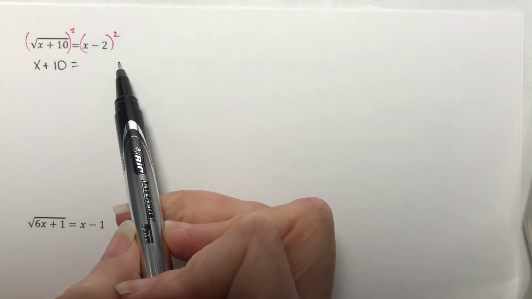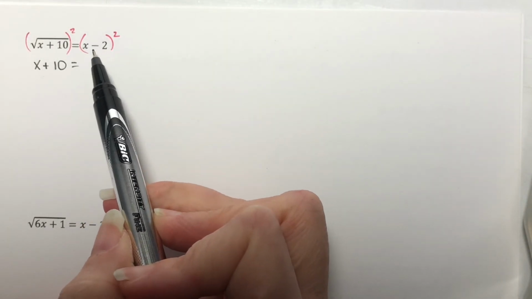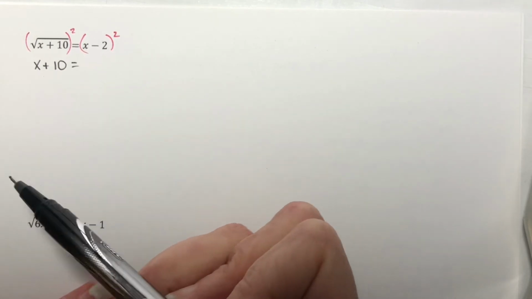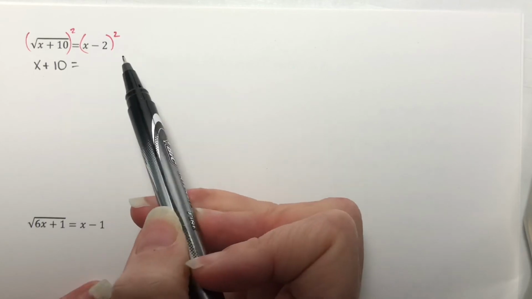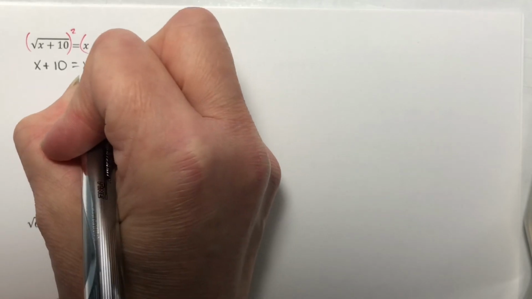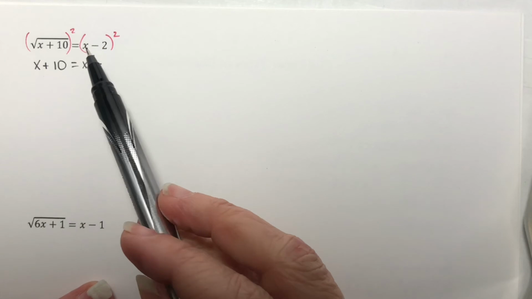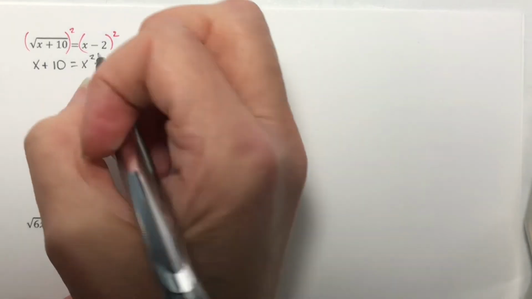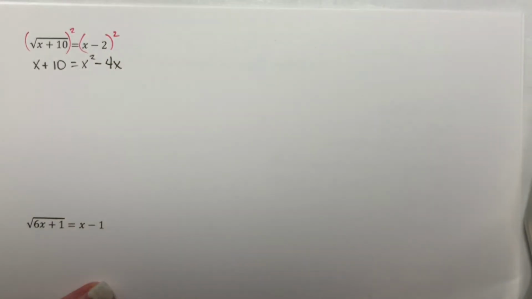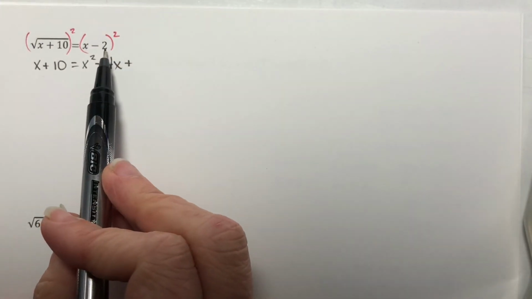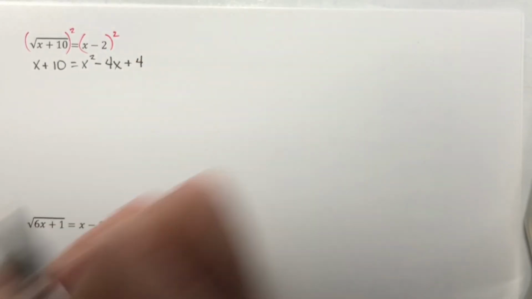Now right here, this is a binomial squared. So I either need to rewrite this as x minus 2 times x minus 2 and multiply it all out, or you can use your binomial squared rule that says you square your first term, you write down the sign from the middle, you multiply these two together, and then you double it. Multiplying them together would give me 2x. If you double that, you get 4x. And then it's plus, you square your last term, 2 squared is 4.